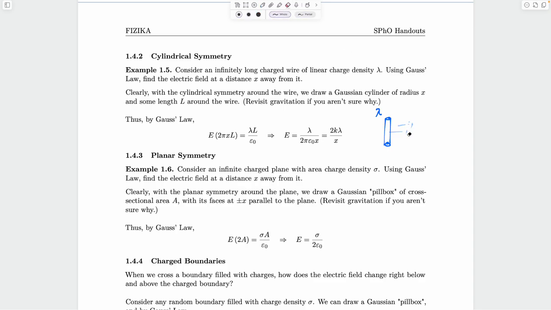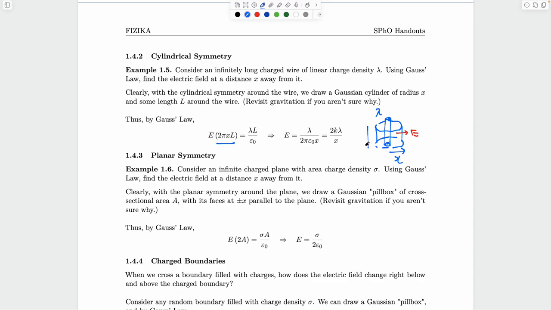And we can construct this cylinder around our original wire. Okay, and then we let this cylinder have some length x. So all the field is going perpendicularly against the surface, and that is why we don't have to deal with the integral directly, because each component is already perpendicular to the surface. This is just the area, the curved surface area, and this is the charge enclosed.